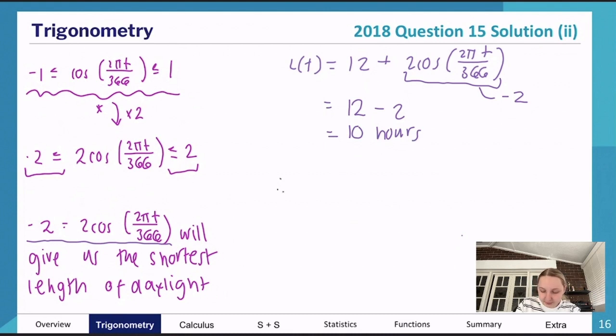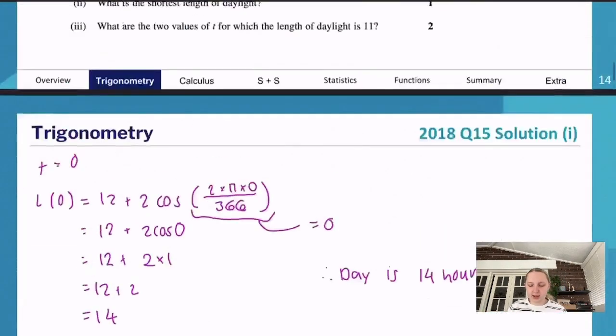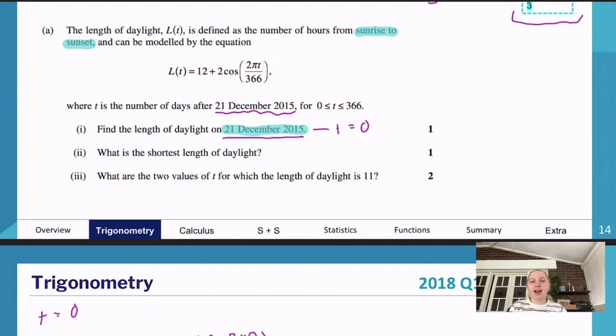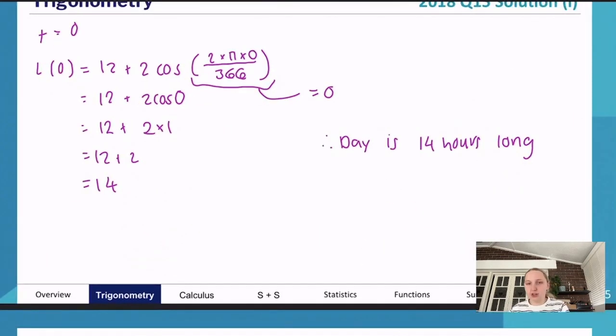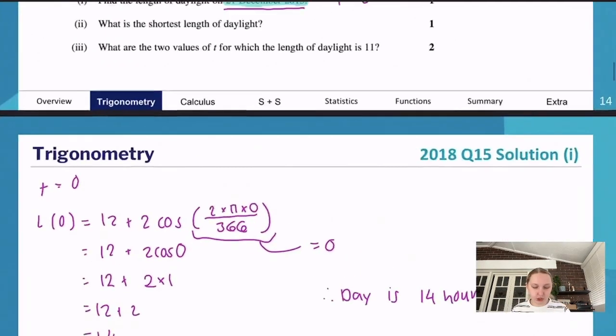So we say, therefore, our shortest length of daylight is 10 hours. With these questions, when they're asking what the shortest length of daylight is, you do want to give, not really a sentence, but a worded answer at the end, like, therefore the day is 14 hours long, or therefore the shortest length of daylight is 10 hours, and actually write that out rather than leaving it here. So that's all we needed to do for part 2.